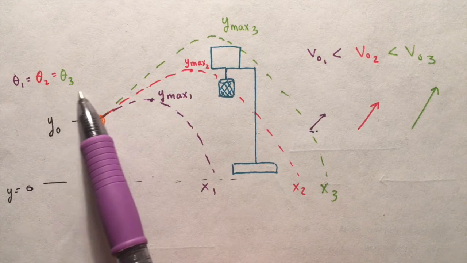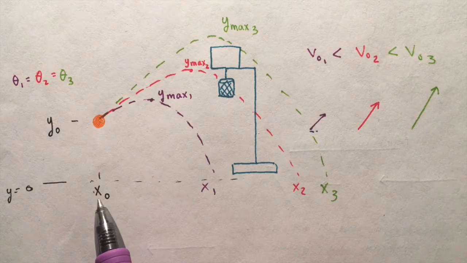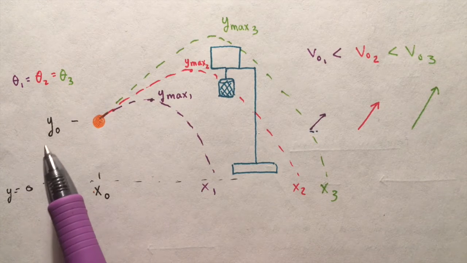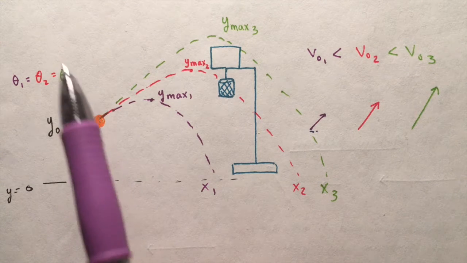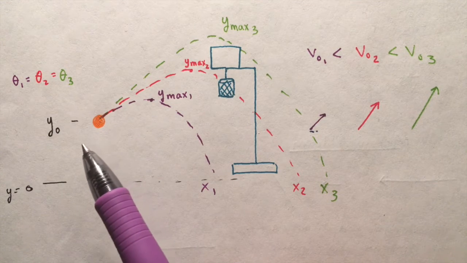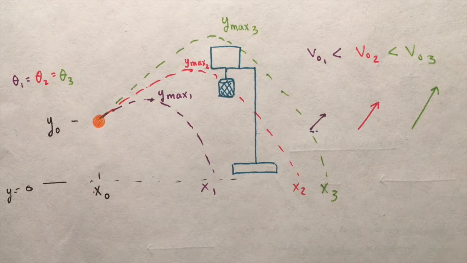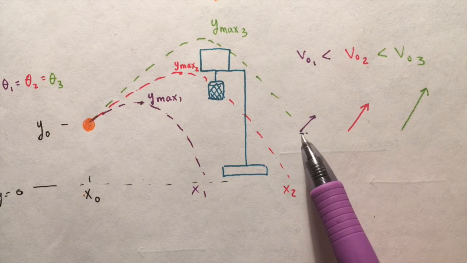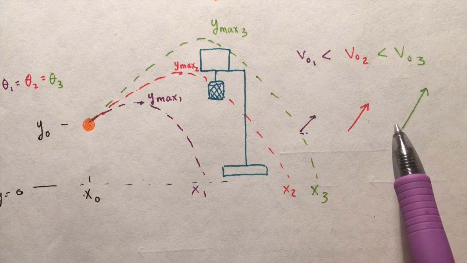Okay, the launch angle is the same for the ball in all three videos. The initial horizontal position is the same. The initial vertical position is the same. The ball always starts from the same height. The difference is the starting speed, or the initial speed of each ball, is different. In the first video, the ball had a small initial speed, and in the last video, the ball had the greatest initial speed.